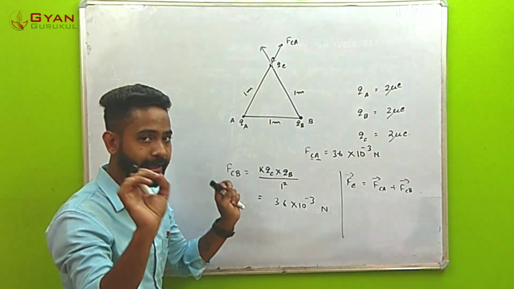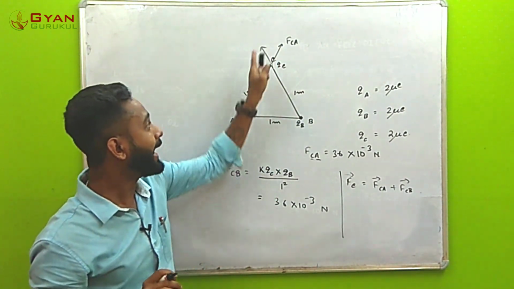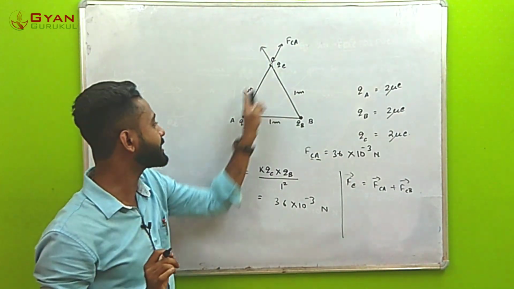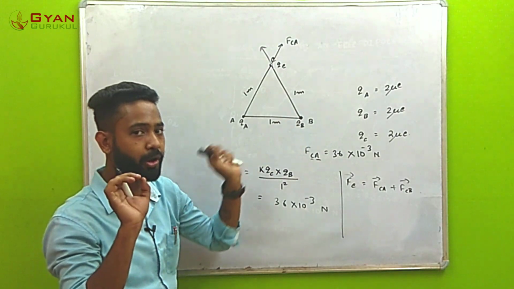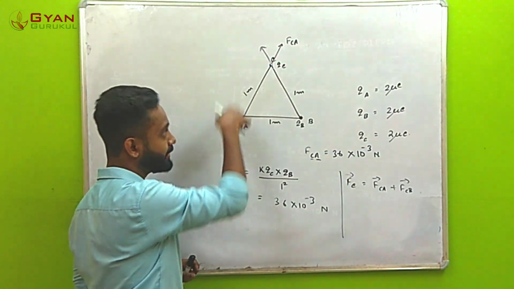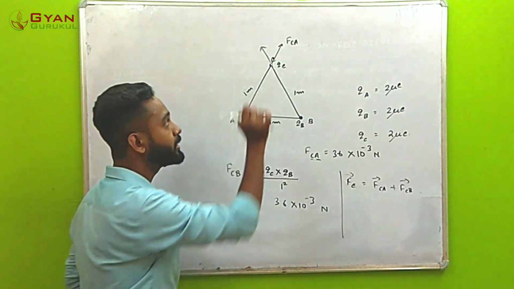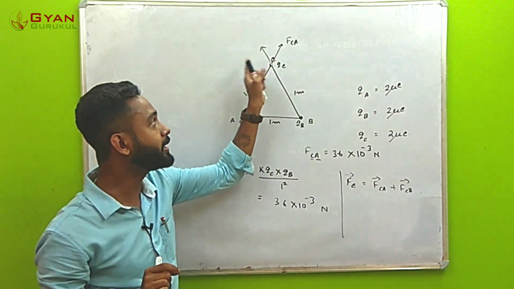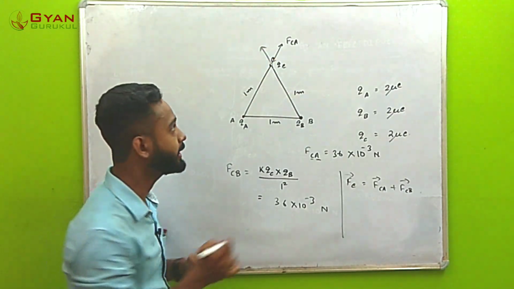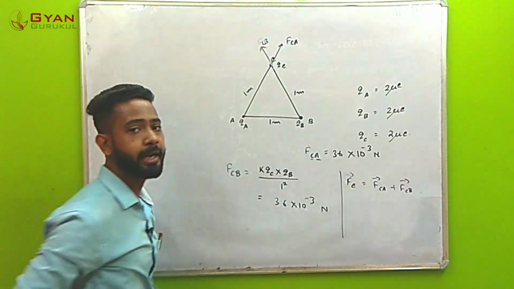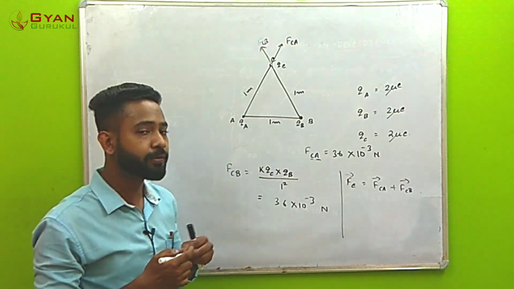The directions are to be given at the point of the charge that is experiencing the force. We don't need to assign the directions at the charge that is giving the force. Rather, we need to put the direction at the charge that is experiencing the force. That will make it clearer to understand the directions, right? So this would be FCB.